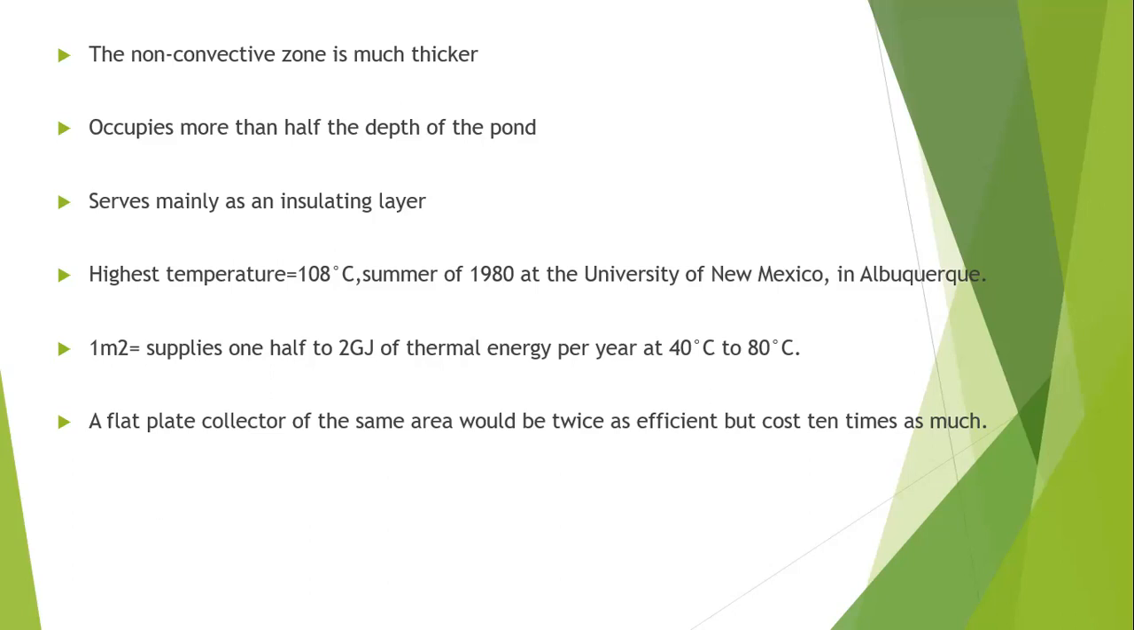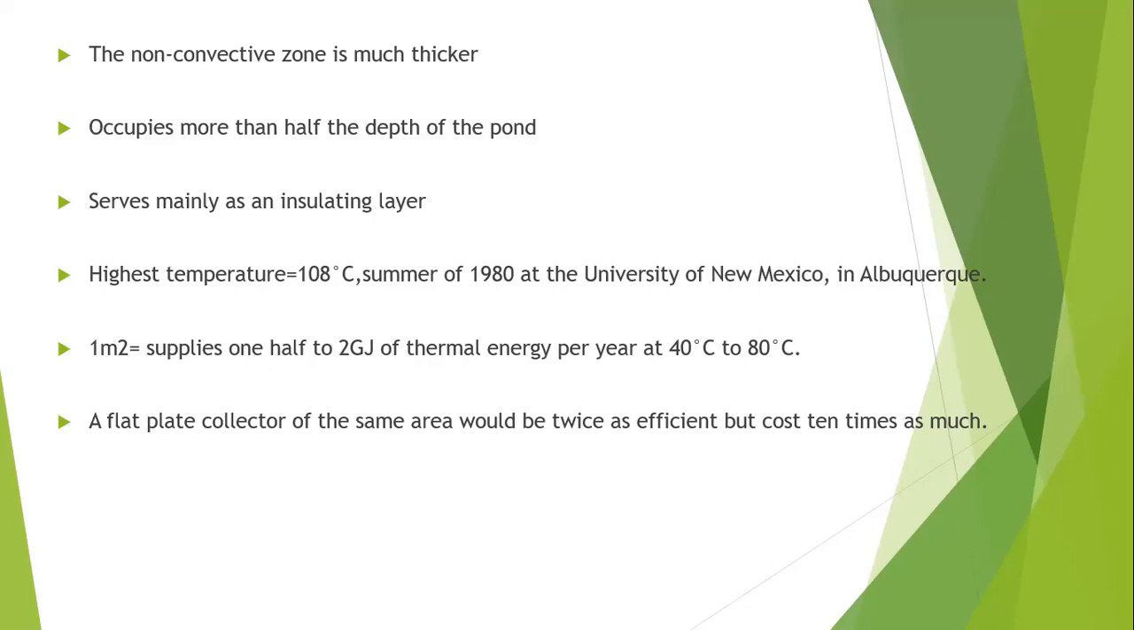So lower waters may even warm up to and above the boiling point of pure water. The highest temperature we have attained up to now is 108 degrees Celsius, attained in the summer season in 1980 at the University of New Mexico in Albuquerque. At this place, the researchers reached 108 degrees Celsius in the solar pond.